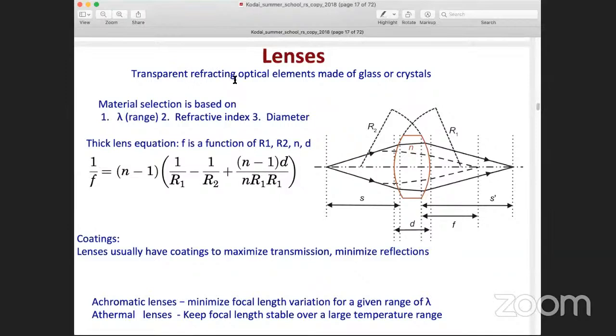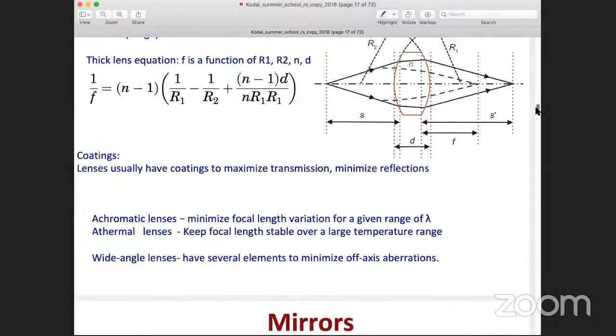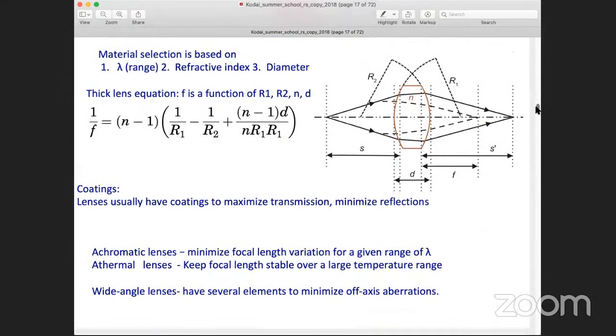These are transparent refracting optical elements made of glass or crystals. The material selection is based on the wavelength range in which we want the lenses to be used, the refractive index, and the diameter we want to use. Basically, in the thick lens equation, F is a function of the radius of curvature. This is the radius of curvature. This is one example. You don't have to know the exact details, but just to know these are various terminologies available. That's all I wanted to go into.